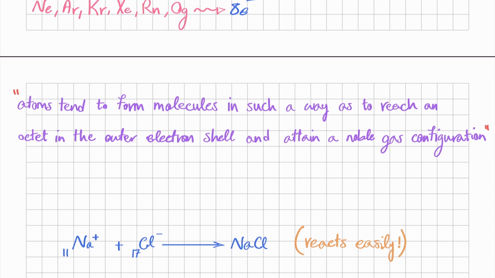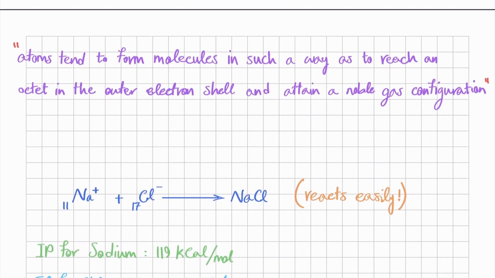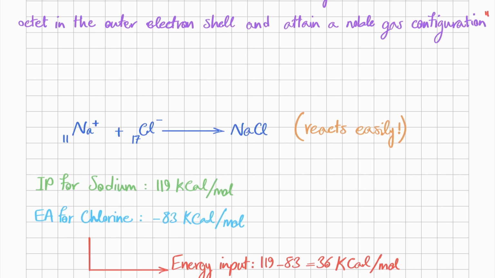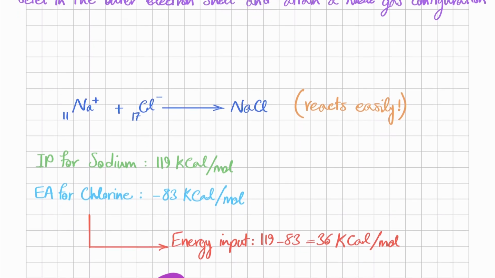Firstly, some energy is consumed to remove an electron from sodium, which is referred to as ionization potential in chemistry. The IP for sodium is 119 kilocalories per mole. However, energy is released when an electron attaches to another atom, which we call electron affinity. For chlorine, it's minus 83 kilocalories per mole. So it's calculated that our energy input must be 36 kilocalories per mole.